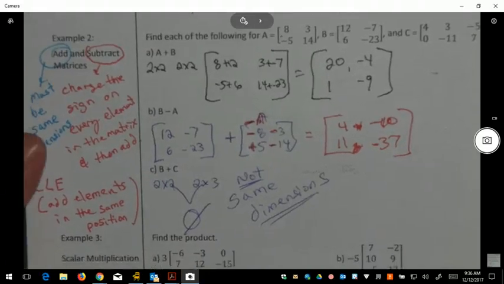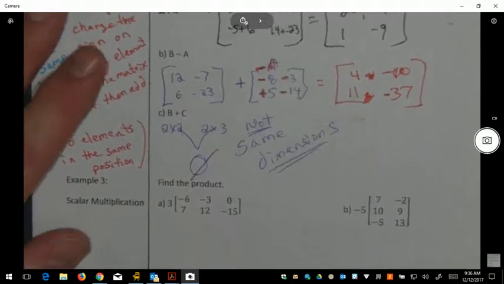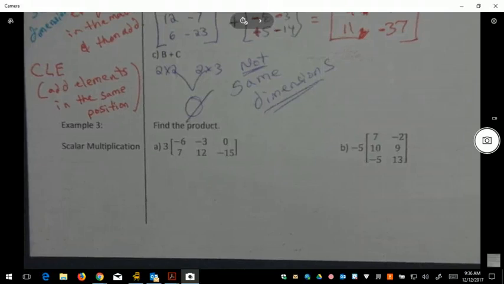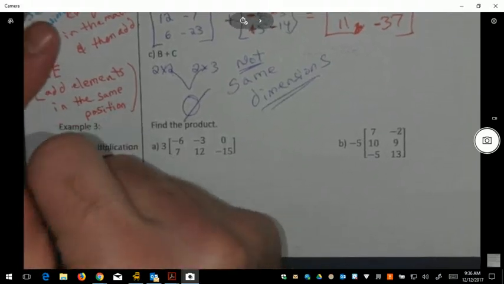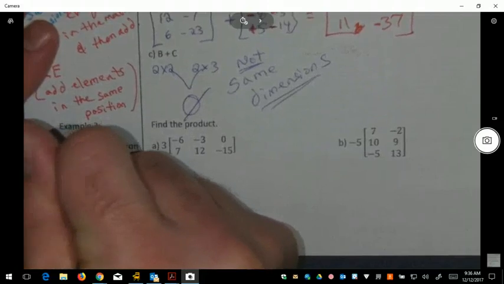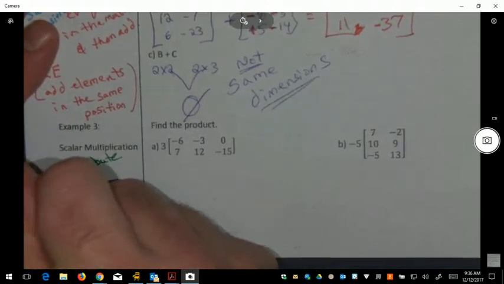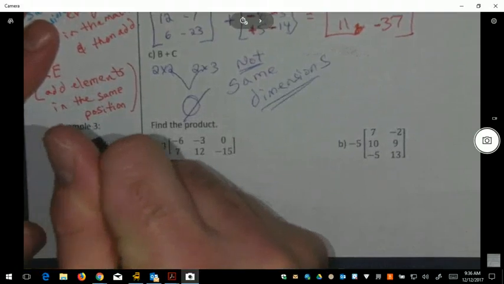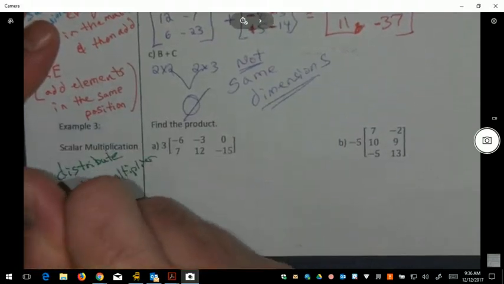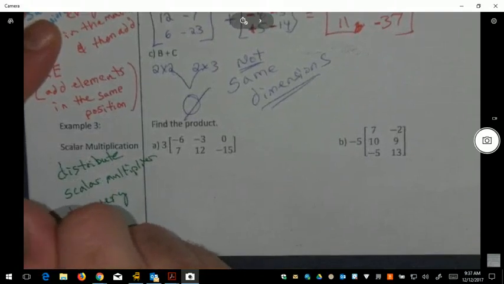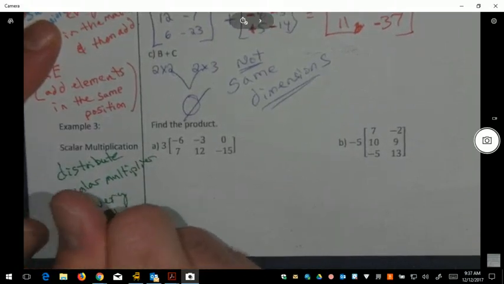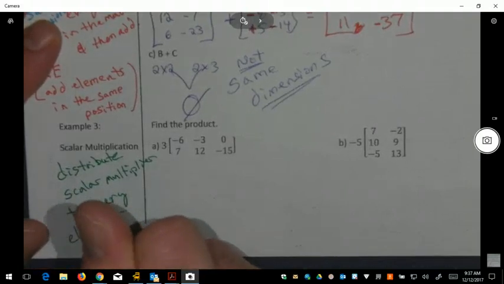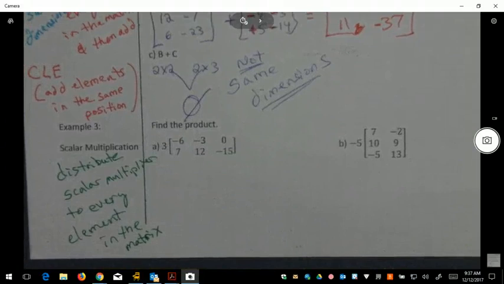All right, scalar multiplication is a lot like it was in geometry when you did dilations and you had ordered pairs that you multiplied by a scalar. You distributed that scalar multiple to both the x and y coordinates. Same is going to be true with our matrices in scalar multiplication. You're going to distribute the scalar multiplier to every element, or to all elements, in the matrix. So you have to distribute it to every element in the matrix.